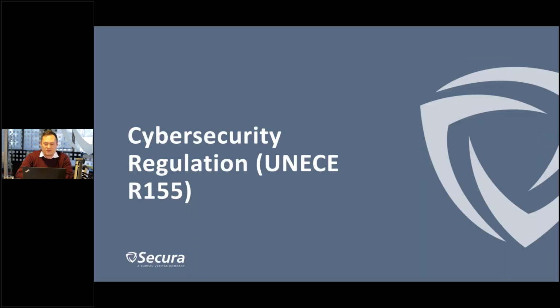Now, since we explained a bit about the need and why we consider drafting and implementing those two regulations, let's spend a few moments on each of them, explaining the main concepts behind the regulation and the types of requirements, the types of processes and evidence which are required by each of them. So let's start with the cybersecurity regulation, the so-called R155 regulation from UNECE.